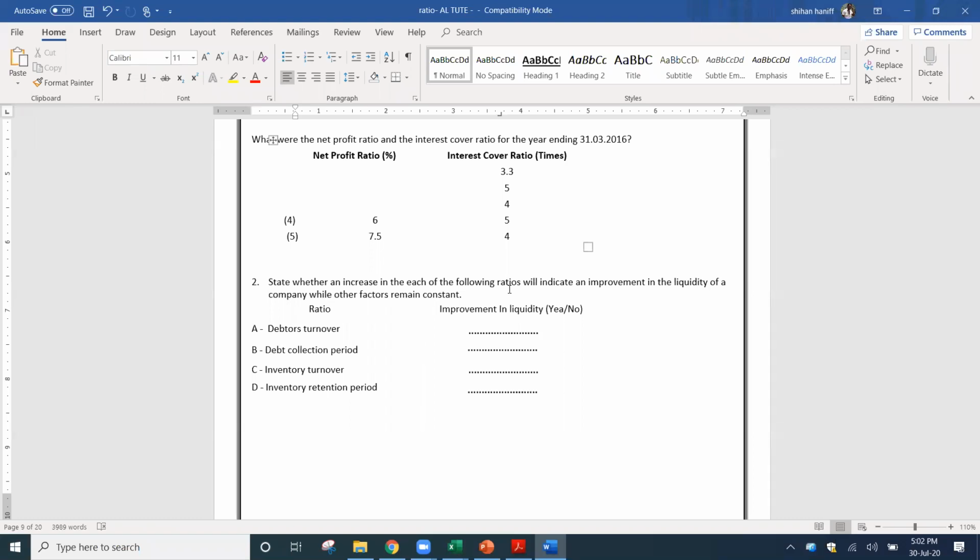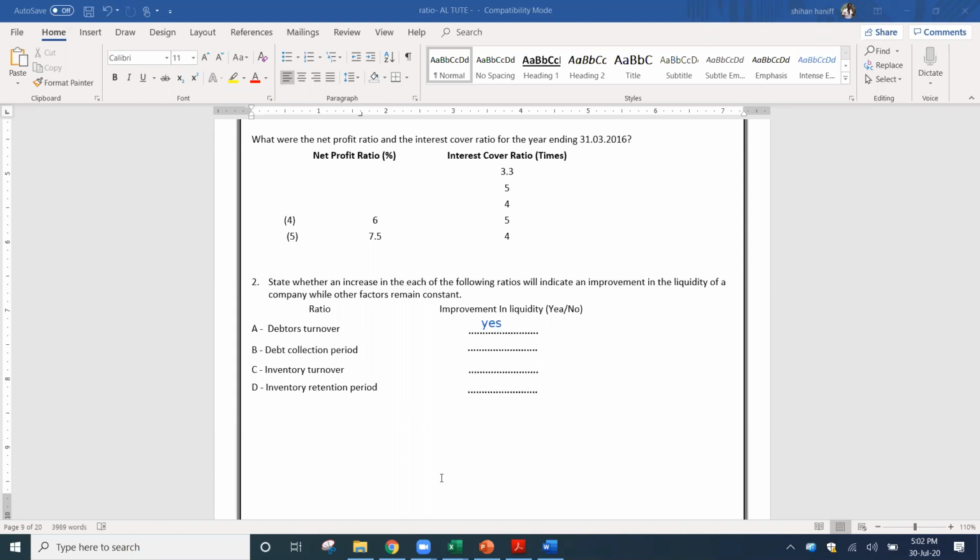What is meant by debtors turnover? How many times debtors become sales. That is debtors turnover. If the number of turnovers of debtors increases, liquidity will increase. Yes. The ability to pay your short-term debt will increase if there is more debtors turnover.